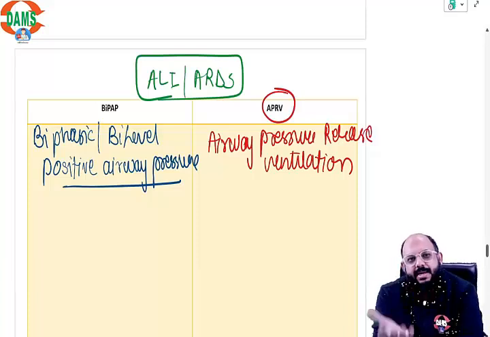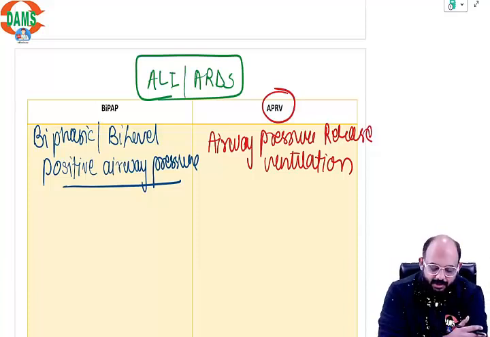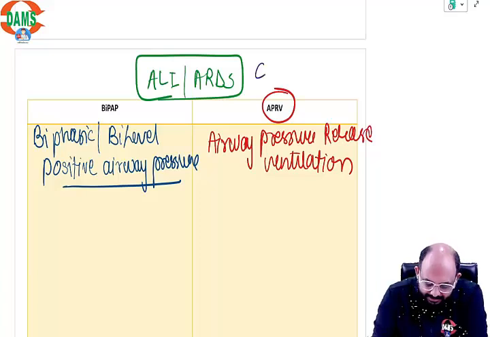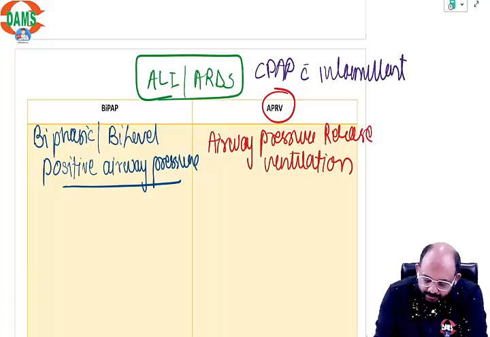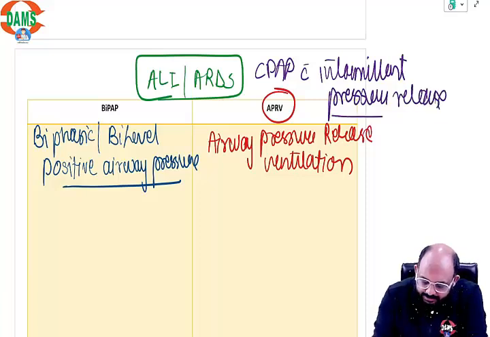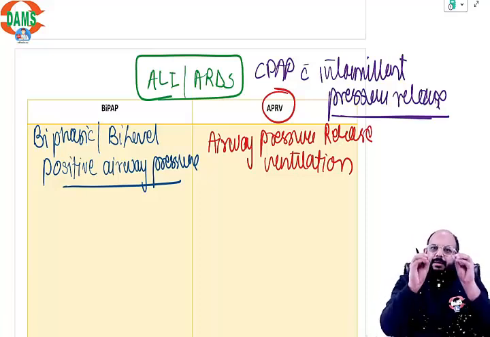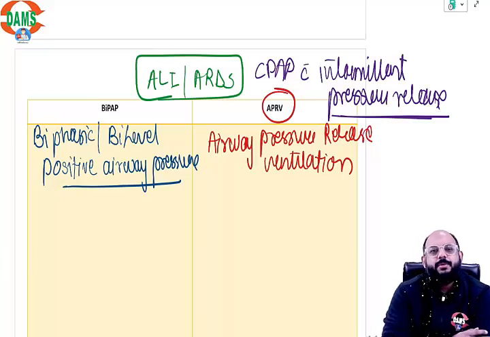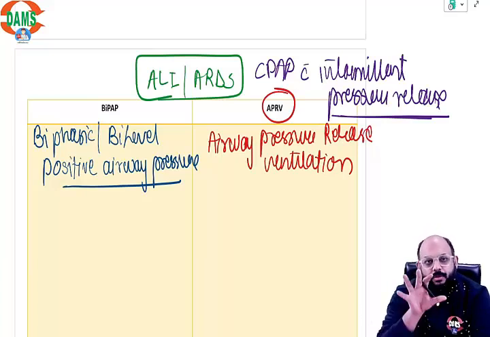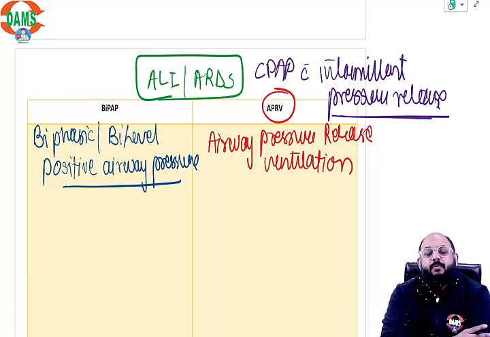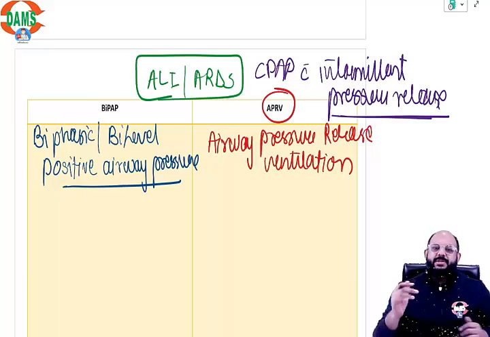Sometimes if you want to understand the mode, you compare it with the existing mode. So APRV is nothing but a CPAP with intermittent pressure release. It is a CPAP, continuous positive airway pressure with intermittent pressure release. You only intermittently release the pressure and you let the patient breathe spontaneously over those high pressures. That is APRV. It is a little difficult to manage a patient on APRV, but this mode has been the only mode of the newer modes of ventilation which has been shown to have some use in patients with ARDS.